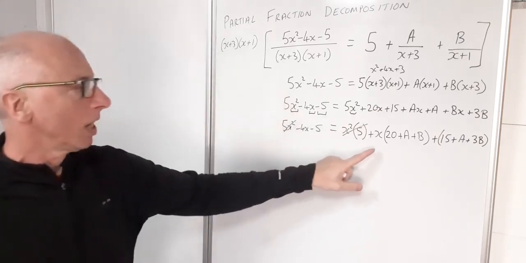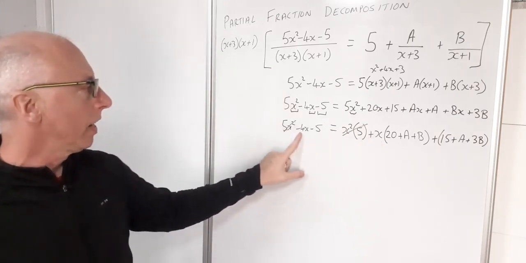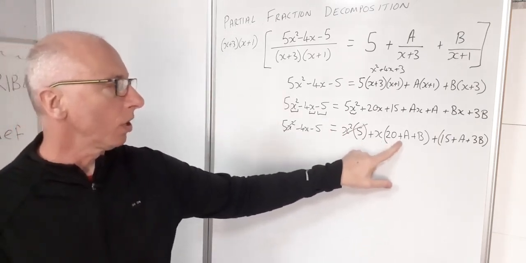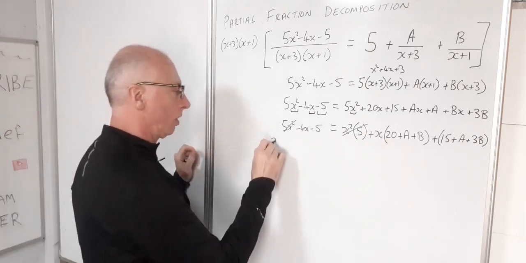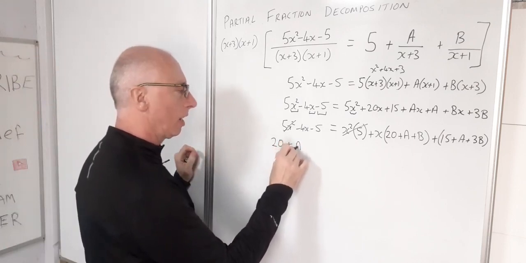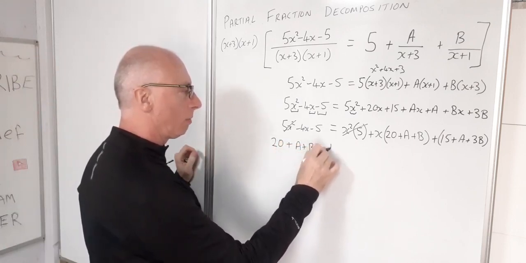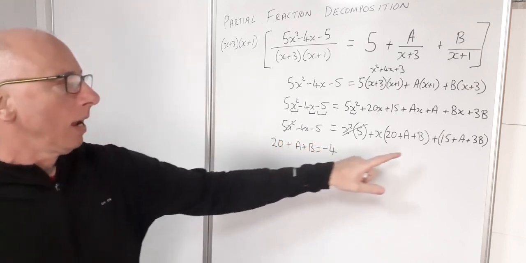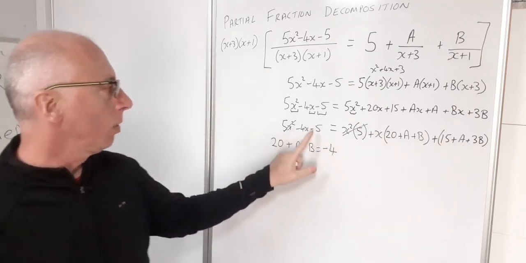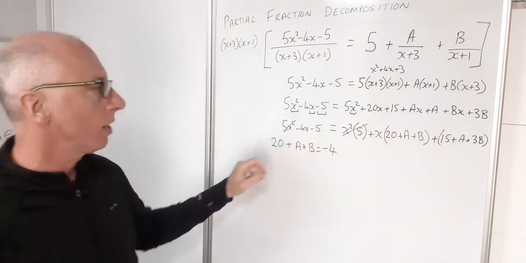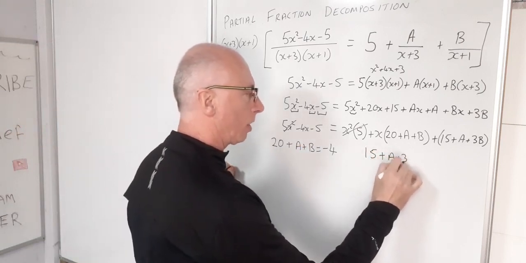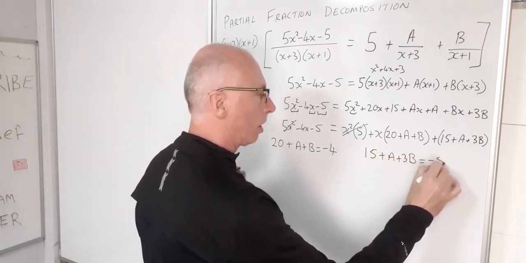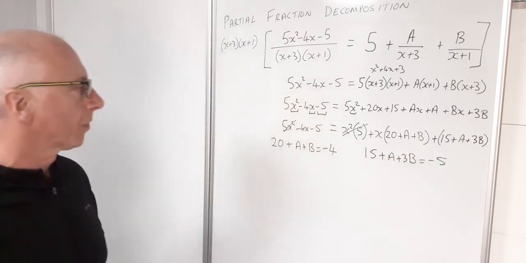That's the same. So now my x's, they should equal minus 4. So I've got 20 plus A plus B should equal minus 4. And then this one here should equal this constant here, which is minus 5. So now I've got 15 plus A plus 3B equals minus 5.